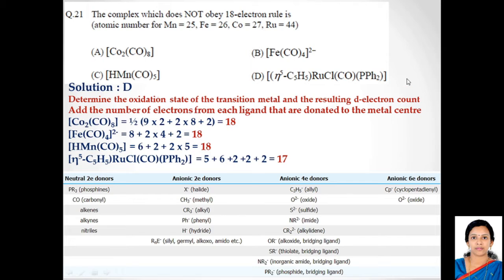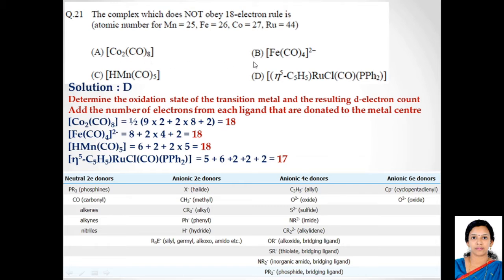So to find that, you first need to learn how to count electrons for complexes. The first step is to find the oxidation state of the transition metal, and then based on that you count how many d electrons that metal will have, and to that you add the number of electrons donated by each ligand to the metal. So basically it is just the sum of the valence electrons for the metal plus the number of electrons donated by each of the ligands to that metal.